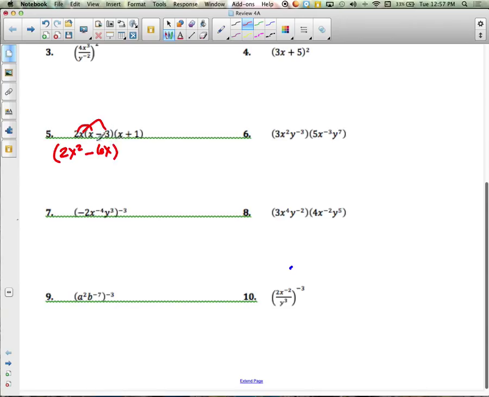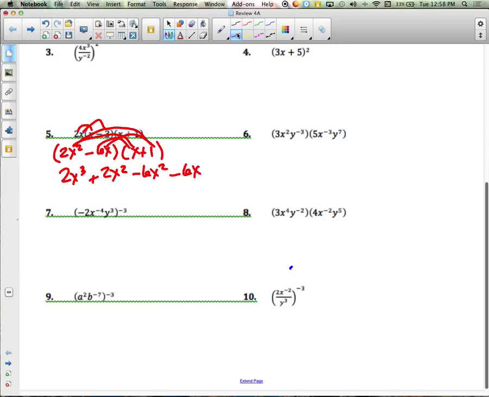After you distribute it one time, stop. And then we're going to take this new answer that we got after we distributed it, and we're going to multiply it times x plus 1. So now it just becomes a FOILing problem. So I'm going to go 2x squared times x. That gives me 2x cubed. 2x squared times 1 is 2x squared. Negative 6x times x is negative 6x squared. And then negative 6x times 1 is negative 6x.